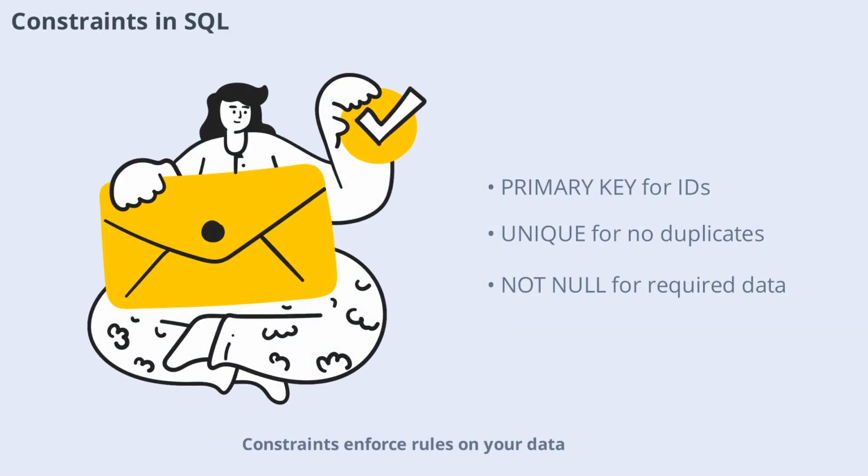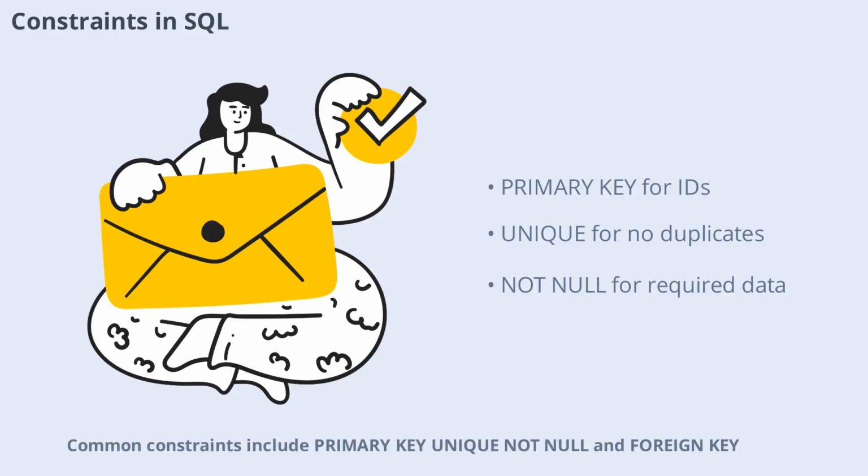Constraints enforce rules on your data, such as requiring a value or ensuring uniqueness. Common constraints include primary key, unique, not null, and foreign key. These rules protect your data's integrity and prevent errors, making your database more robust and reliable.